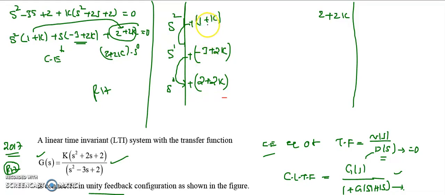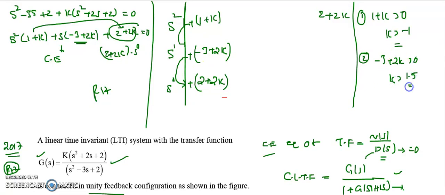If there is no sign change, then automatically we can say that the system is in the stable condition. So if this element has to be positive, then 1 plus k must be greater than 0. That means k must be greater than minus 1. Fine, it is the first condition. If this element has to be positive, then minus 3 plus 2k must be greater than 0, that means k must be greater than 1.5. It is the second condition. And coming to the third condition, 2 plus 2k must be greater than 0. That means k must be greater than minus 1.